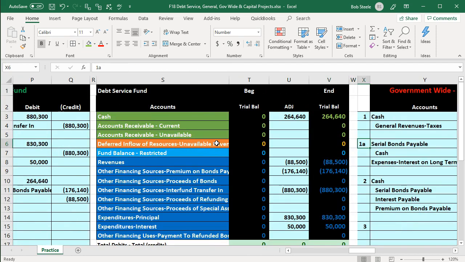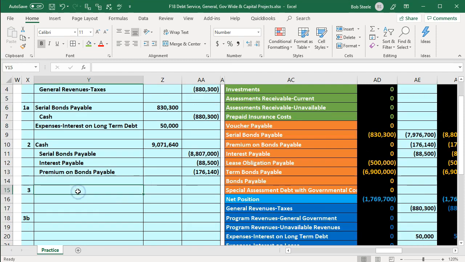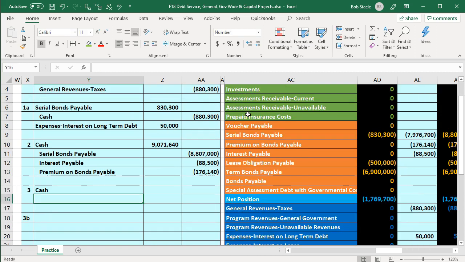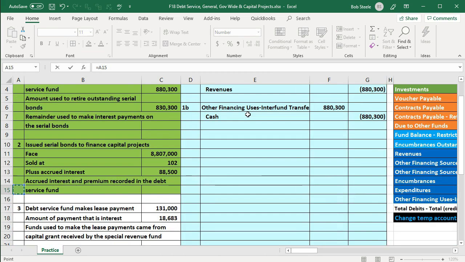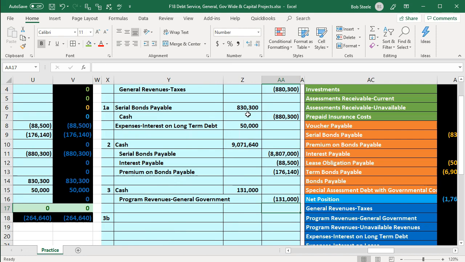Okay, so let's think about this in terms of the government-wide activity first. So again, special revenue fund got a grant, revenue, special revenue fund. Let's think about this as a whole with the government-wide activities first. If we think about an organization as a whole, we'd say, okay, money came in from a revenue source in essence. So cash is increasing. The other side is going to go to program revenue for the general government, because again, the money came in from the grant. That's going to be equal to, I'm going to pull this information from the data, which is the 131. That's the debit and the credit. So there's our first transaction.